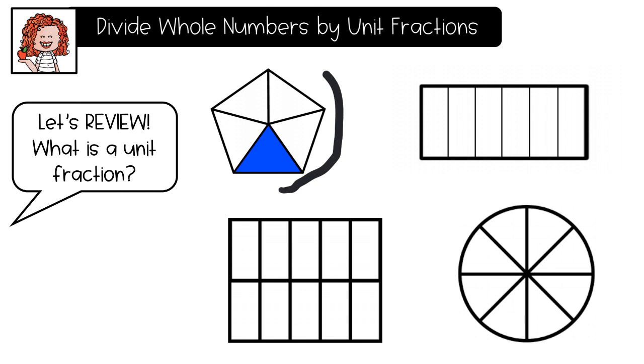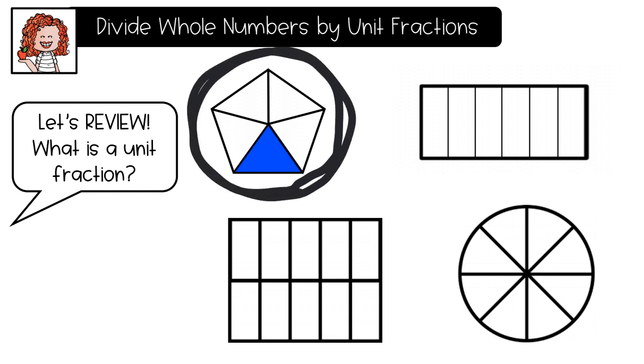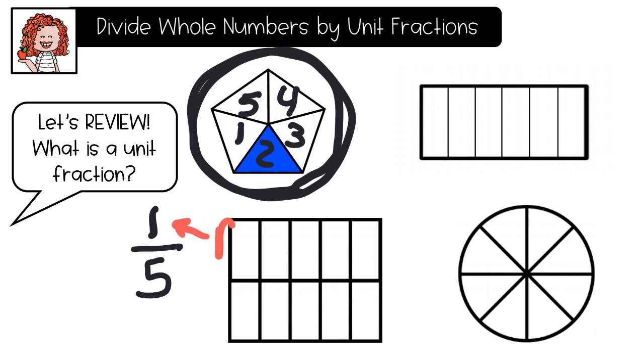So let's look at this whole right here. This whole is split into 1, 2, 3, 4, 5 equal pieces. So if I were to write a fraction, in my denominator, my whole is partitioned or divided into 5 equal pieces. Now we can see one of those 5 pieces is blue. So the fraction for this model is 1/5. And 1/5 is actually a unit fraction. A unit fraction is any time you have 1 in the numerator. And what that's telling us is it's just one piece of the whole.